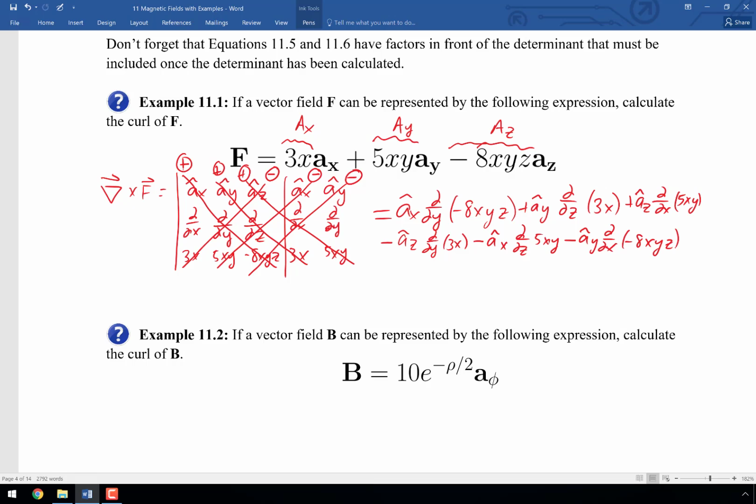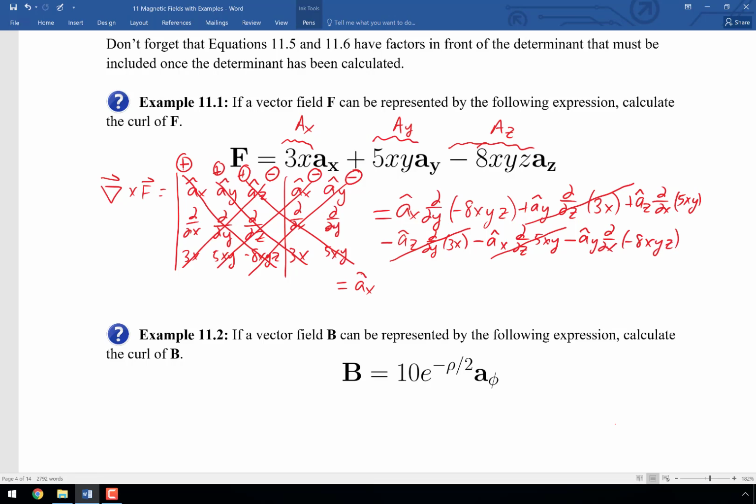Now some of these are going to be pretty obviously 0. What is the derivative of 3x with respect to z? It's just 0. There is no z dependence. The partial with respect to y of 3x, that's equal to 0. What is the partial with respect to z of 5xy? That's equal to 0. These other derivatives are going to be fairly easy to calculate.